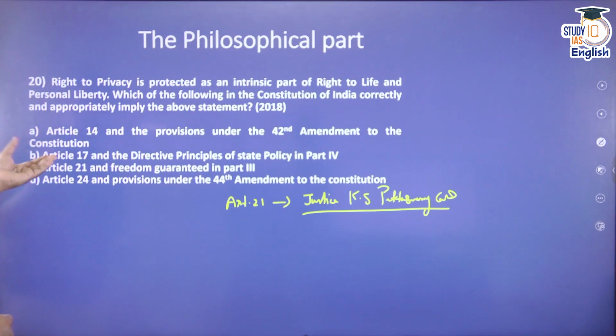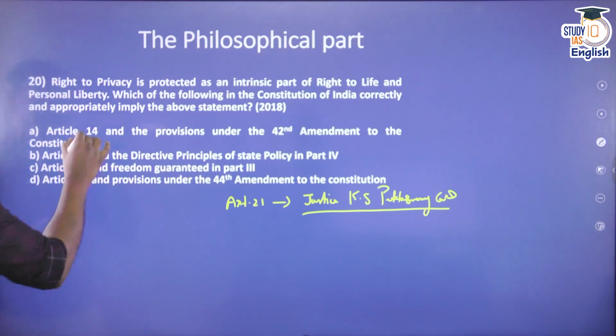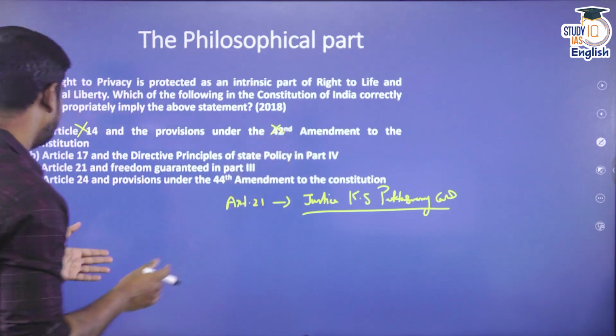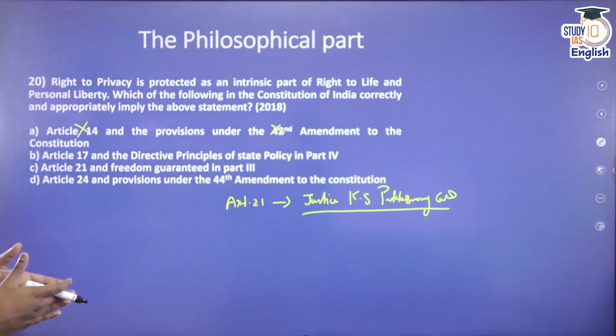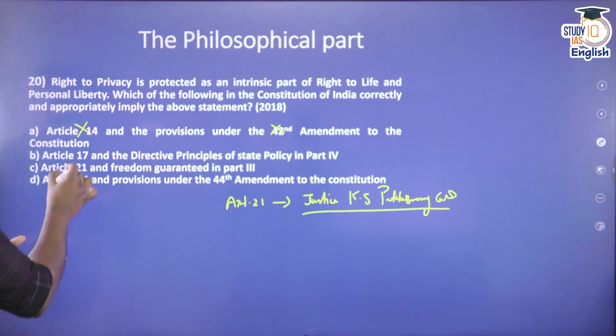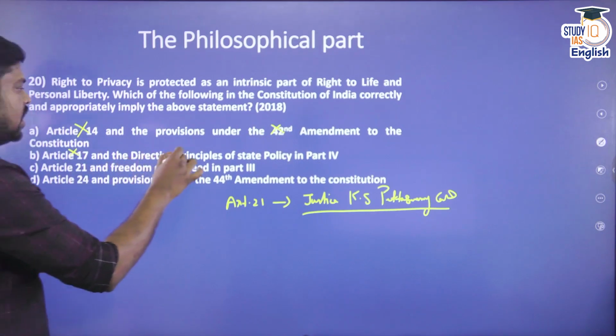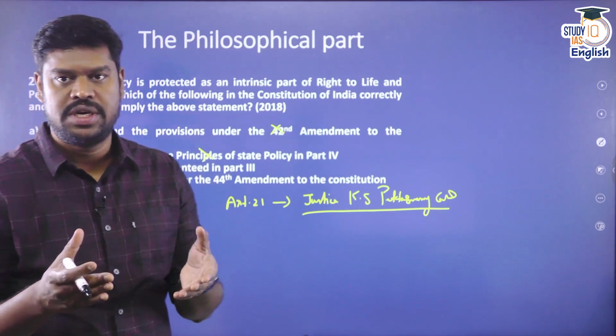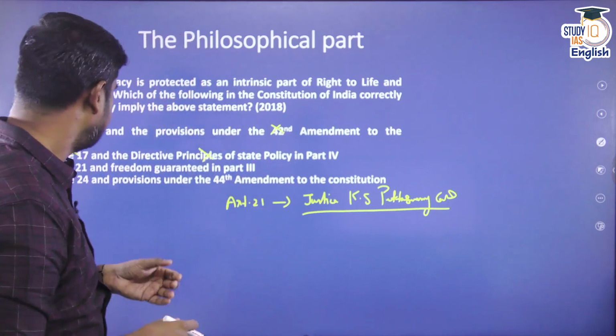So this question is about right to privacy. See option A, Article 14 and the provision under the 42nd Constitutional Amendment Act, completely irrelevant. Article 14 is related to right to equality and nowhere related to the 42nd Constitutional Amendment Act. Article 17 and the directive principles of state policy: Article 17 is related to untouchability and DPSP relates to part 4 of the Constitution. That is just a moral obligation. It is not related to a right. So that is also wrong.